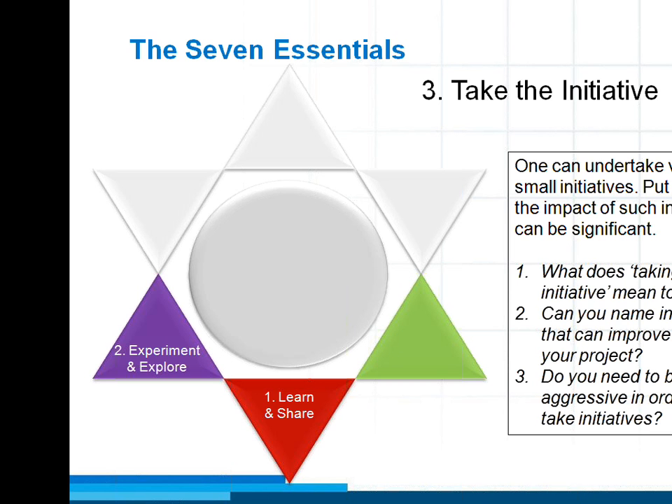Take the initiative. So this subject comes very frequently in all organizations during performance appraisals. When you hear your manager telling you, you know what, last year you did not take any initiative. You are technically very good, but you are not taking initiative. The question is, what does taking the initiative mean to you? You name initiatives that can improve results in your project.